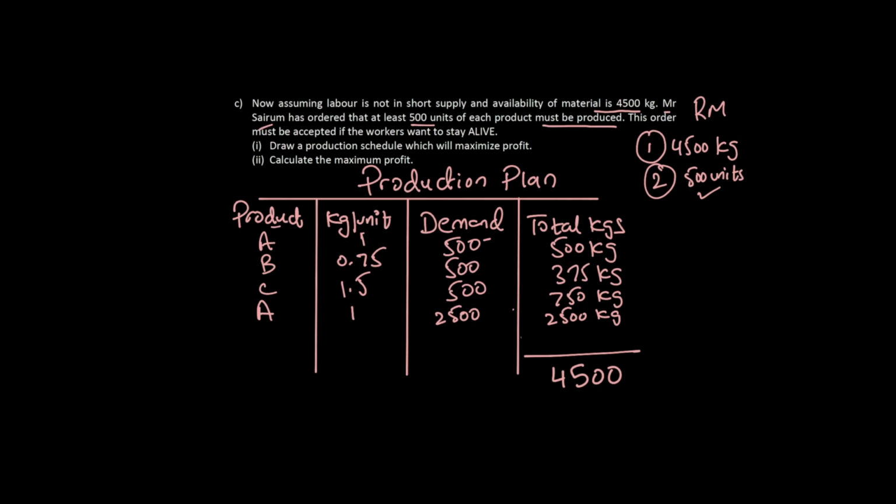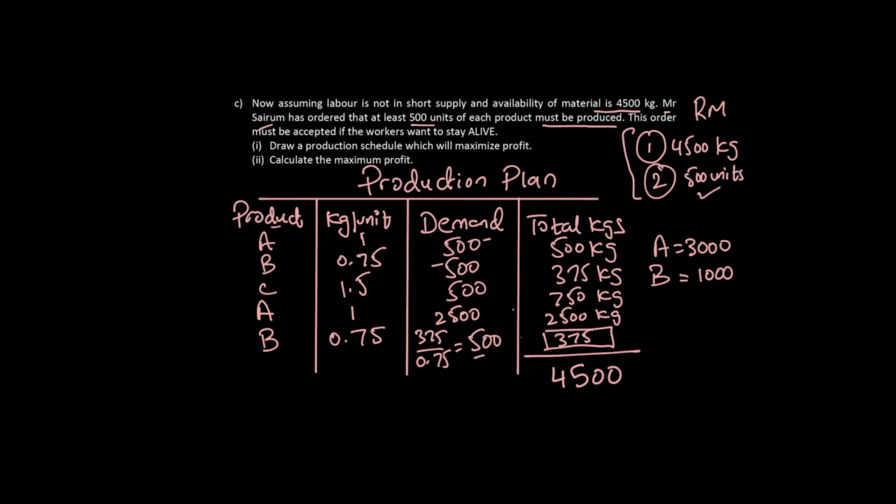So for product B, which is rank number 2, we are left with 375 kgs. So we'll try to use 375 kgs for product B. That should be 375 divided by 0.75. So you can make 500 more units of B. All right, so to conclude, while satisfying these two constraints, A has been completed with 3000 units. For B, we've managed to make 500 in the first go, 500 over here. That adds up to 1000 units.